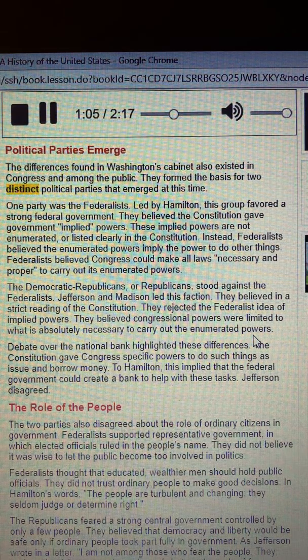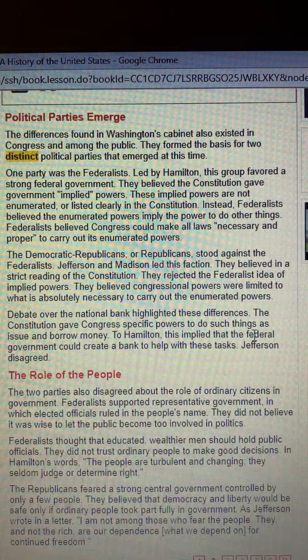Debate over the national bank highlighted these differences. The Constitution gave Congress specific powers to do such things as issue and borrow money. To Hamilton, this implied that the federal government could create a bank to help with these tasks. Jefferson disagreed.